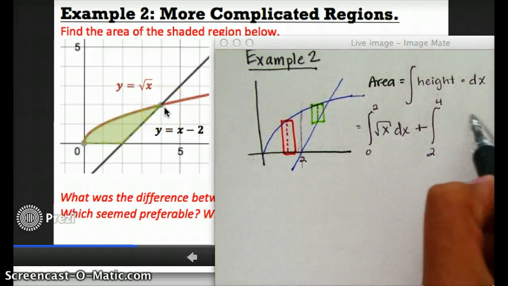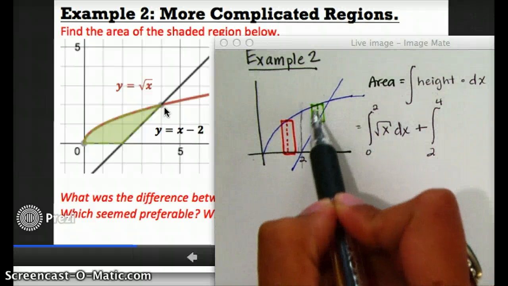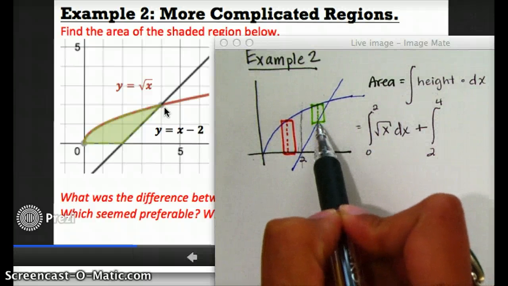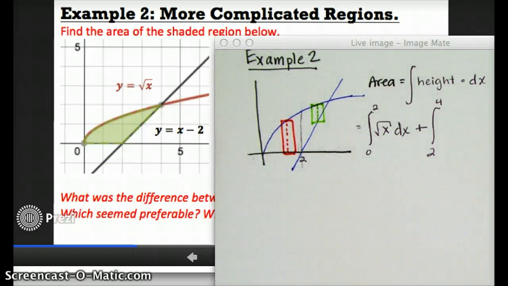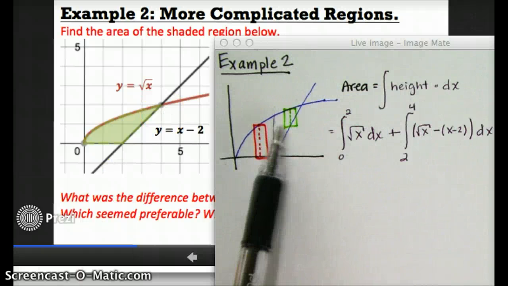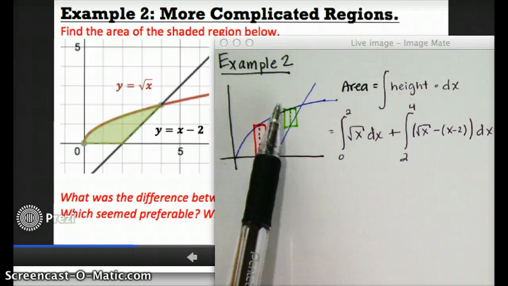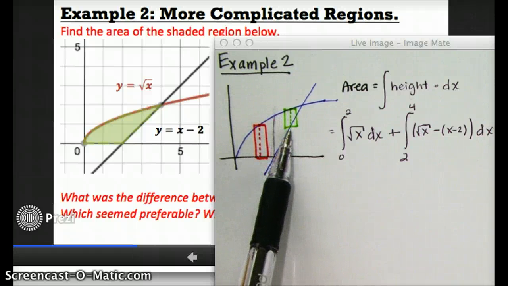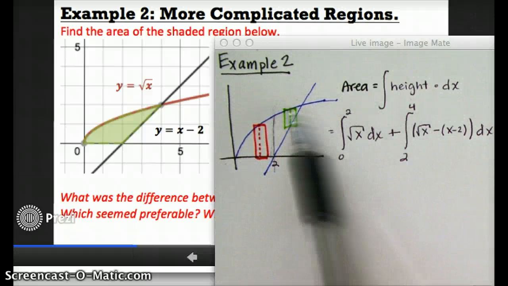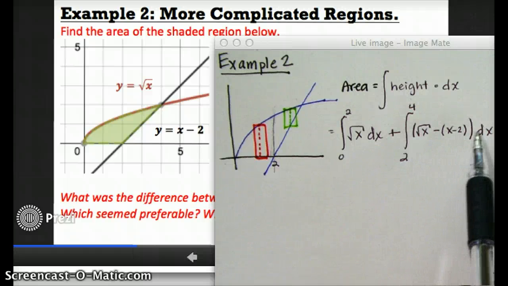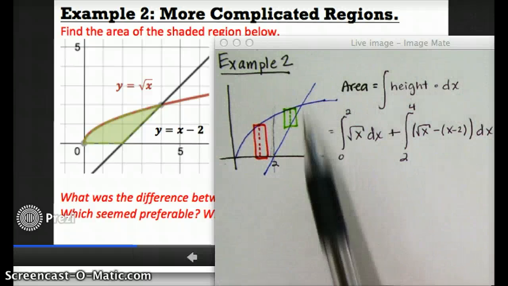And the inside of this integral should be the expression for the height of the green rectangle. What is that going to look like? That's right, this second section is going to be the area between 2 curves. So its height is going to be the top function minus the bottom function. And then, of course, the width of each rectangle is still dx. So what's different about this example?